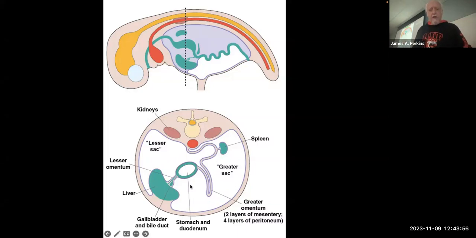The left side of the peritoneal cavity gets progressively bigger and bigger. So most of the abdominal cavity actually consists of the left side of the peritoneal cavity, which is gradually enlarged, whereas that lesser sac, the remnant of the right side, becomes very, very small and essentially trapped behind the liver and gallbladder.